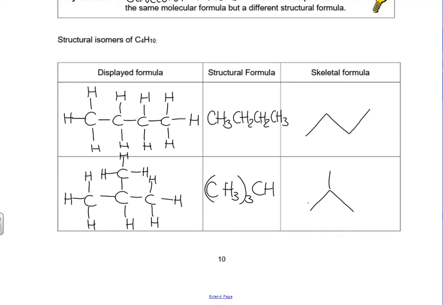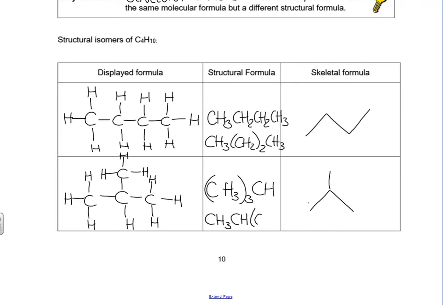So there you go, I've had a go at that. And I've got my different structures. I've got displayed with every atom and every bond showing, and then I've got structural in the middle, and then I've got skeletal. Now that structural in the middle you can do a variety of ways, and as long as it shows you enough to tell the structure, then it will be correct.